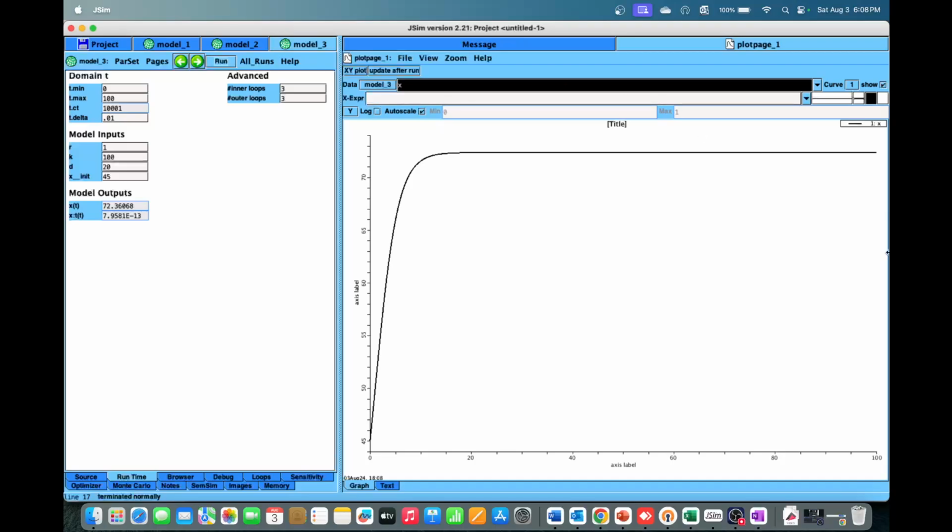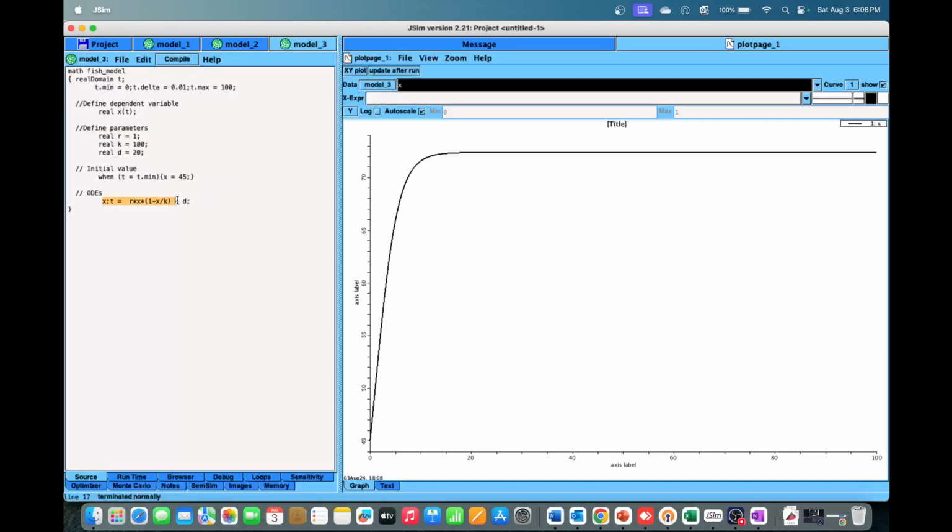So this is how the plot comes out. As you can imagine, can you tell me what is this point at which this stagnates? This is the equation. Carrying capacity, exactly. It's the carrying capacity, which is the value of k.